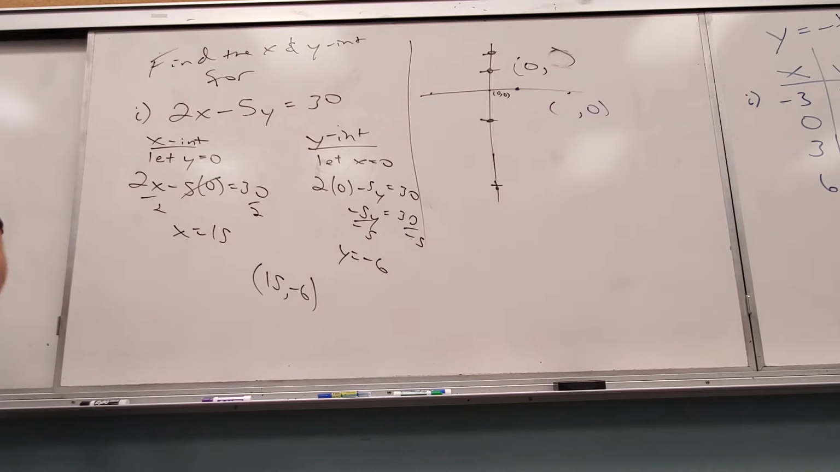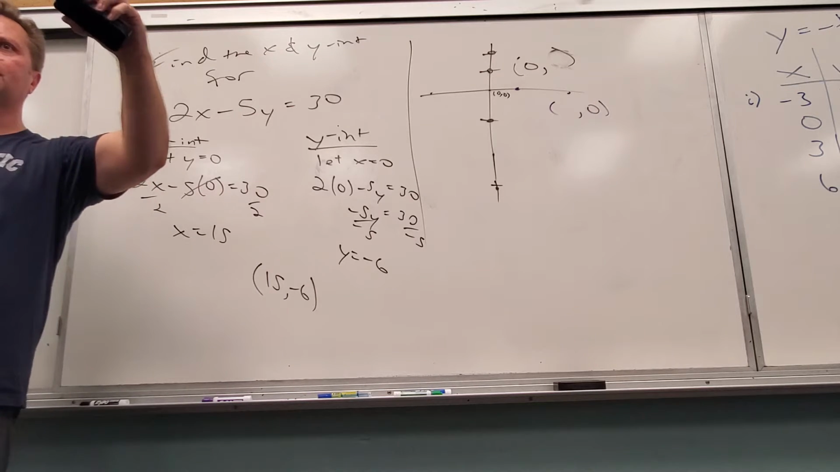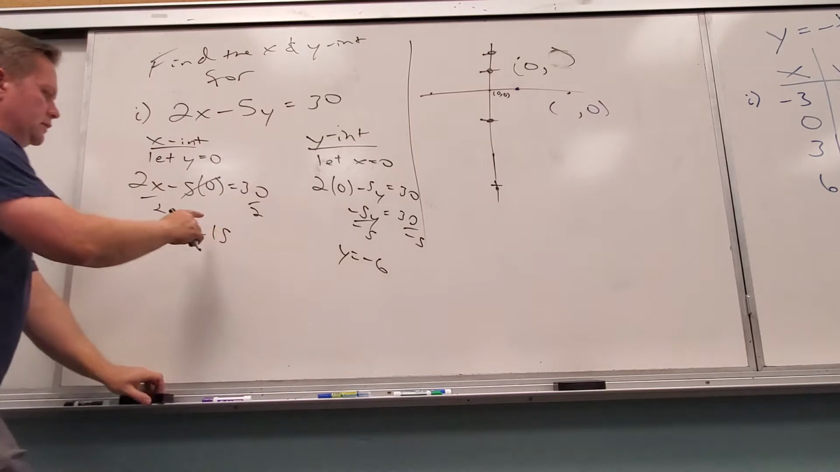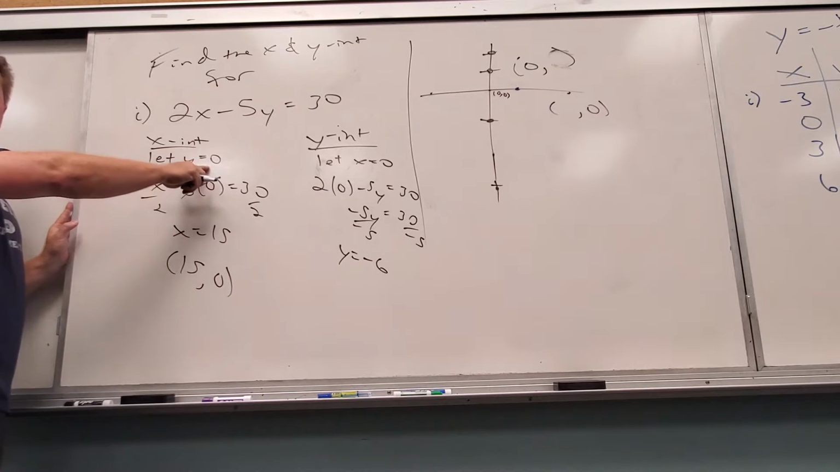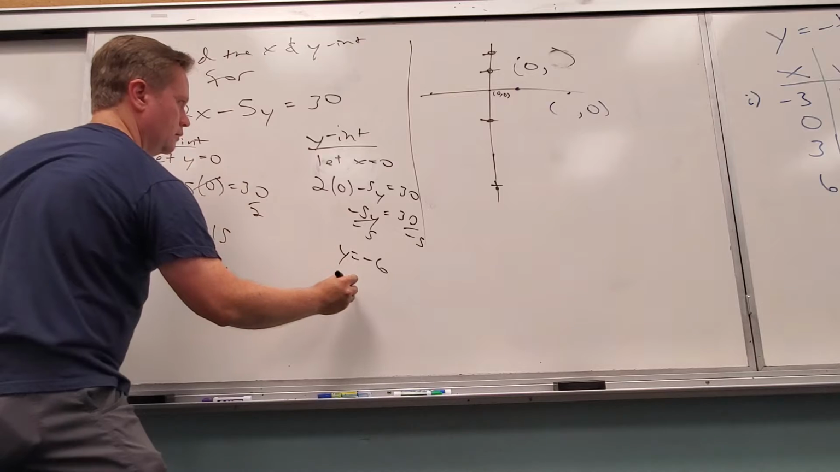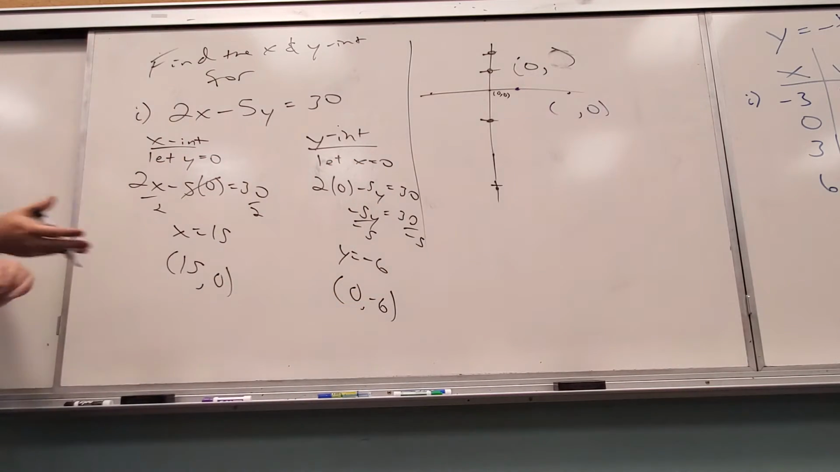and I've had people that draw arbitrary lines through it. You need at least 2 points to make a line, right? So these are two separate points. 15 is the x piece, zero. I knew from the beginning zero was a y piece on that, right? And in this one, the x piece is zero, and I know now the y piece is negative 6. Two points that you can now graph.